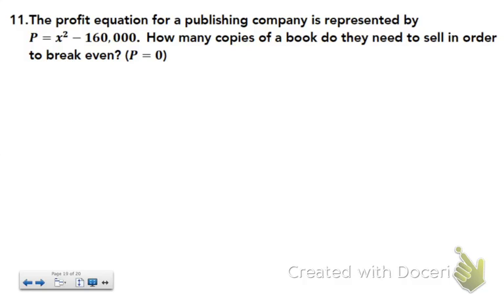Alright, and number 11, the profit equation for a publishing company is represented by P equals x squared minus 160,000. How many copies of a book do they need to sell in order to break even? So P equals 0. Remember, if you're investing in something, once you make your money back, that's breaking even. So we're just asking how many books do they have to sell to make that happen.